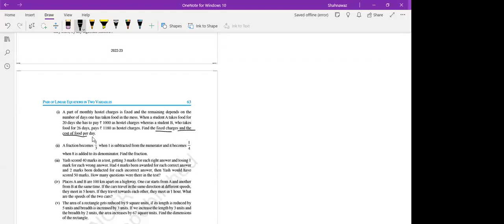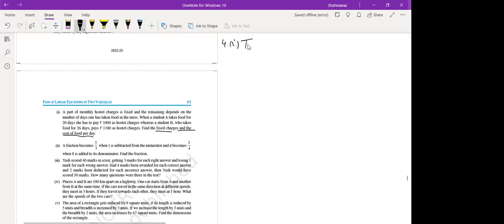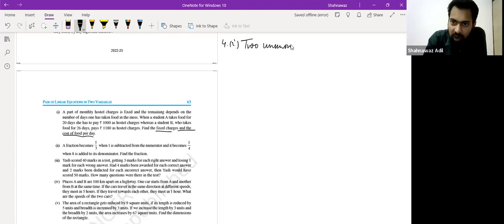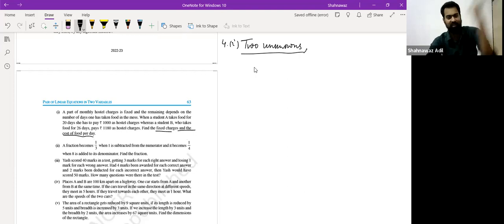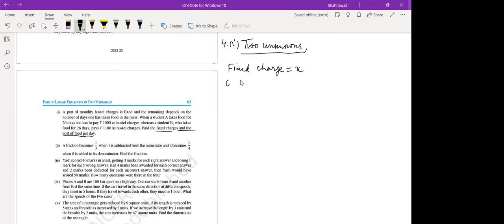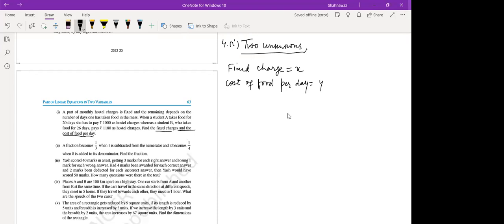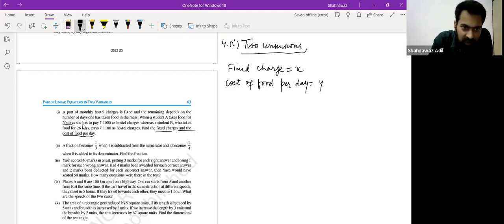So what are the two unknowns? One is the fixed charge, which is x, and the other one is the cost of food per day. Right, so these are the two unknowns. So this will be the first equation, right?